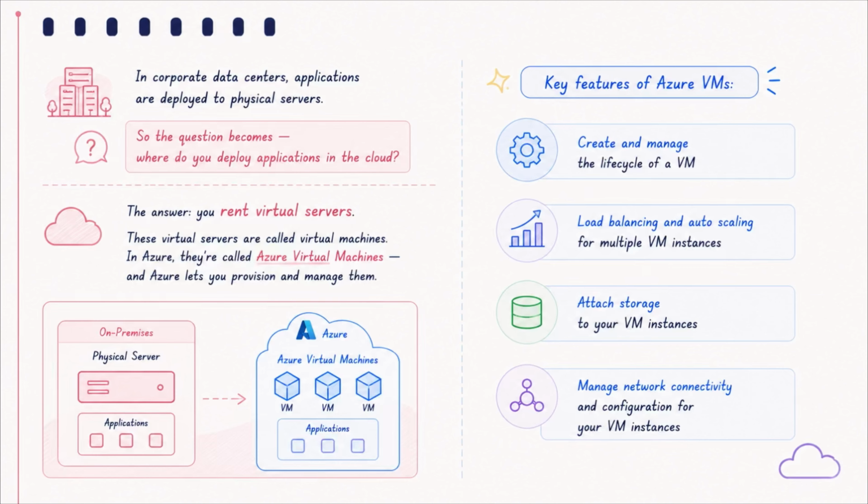In corporate data centers, applications are deployed to physical servers. So the question becomes, where do you deploy applications in the cloud? The answer is you rent virtual servers. These virtual servers are called virtual machines. In Azure, they are called Azure Virtual Machines, and Azure lets you provision and manage them. So the key features of Azure VMs are: create and manage the lifecycle of a VM, load balancing and auto-scaling for multiple VM instances, attach storage to your VM instances, manage network connectivity and configuration for your VM instances.